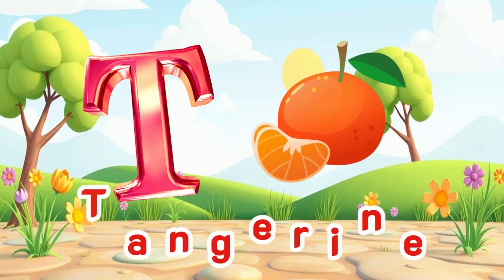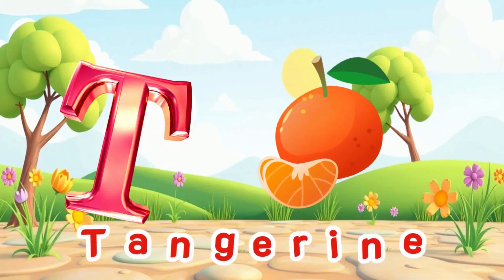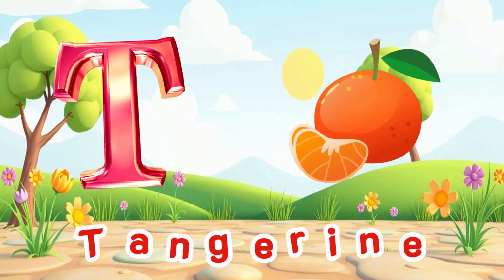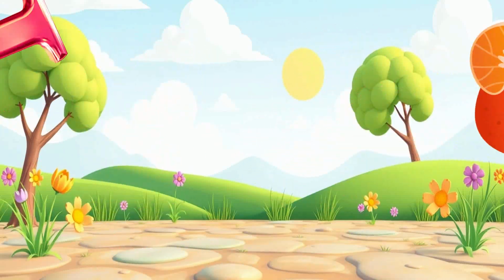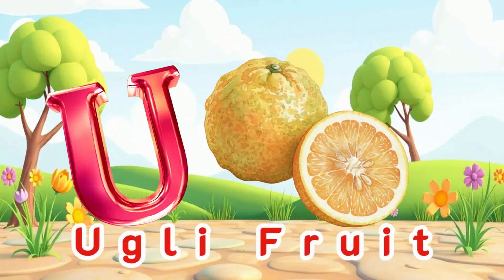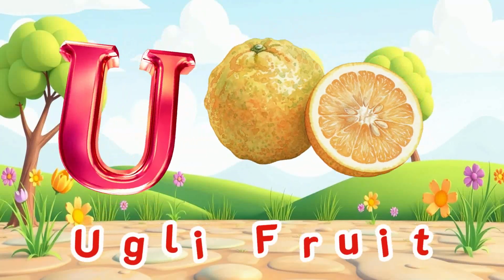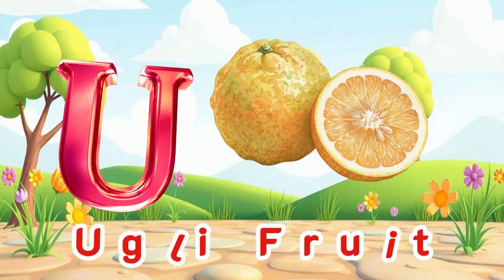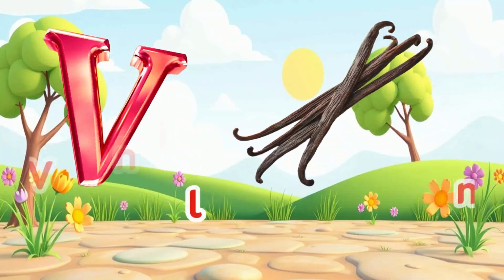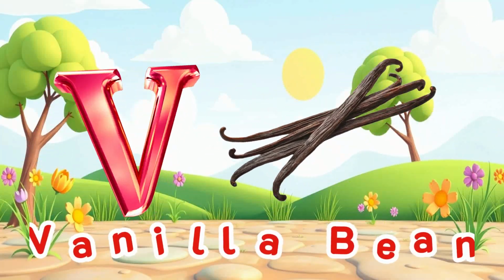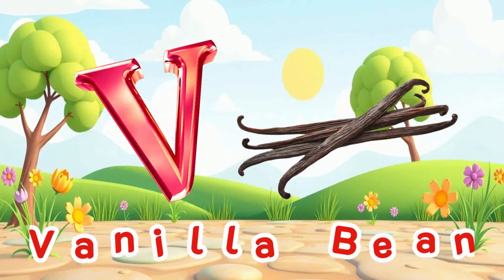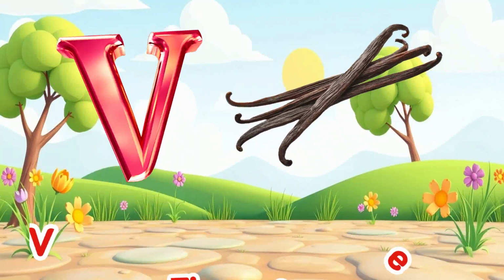T is for tangerine. T tangerine. T tangerine. T is for tangerine. U is for ugly fruit. U ugly fruit. U ugly fruit. U is for ugly fruit. V is for vanilla bean. V vanilla bean. V vanilla bean. V is for vanilla bean.